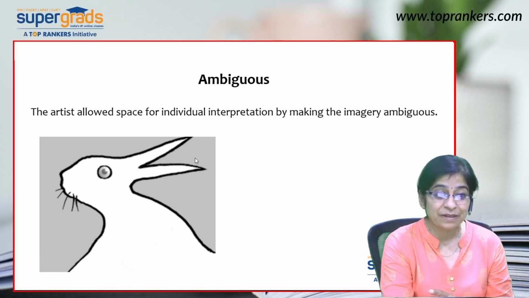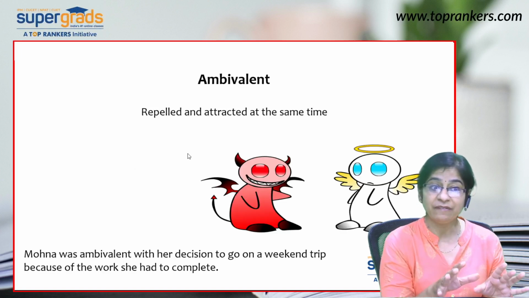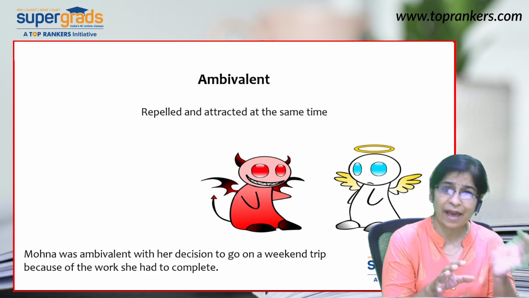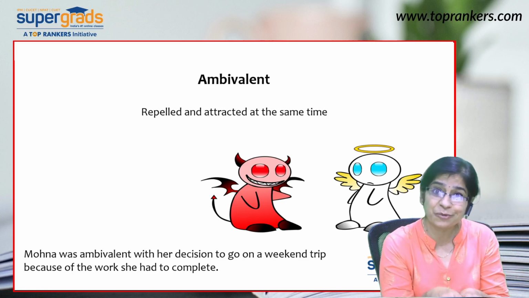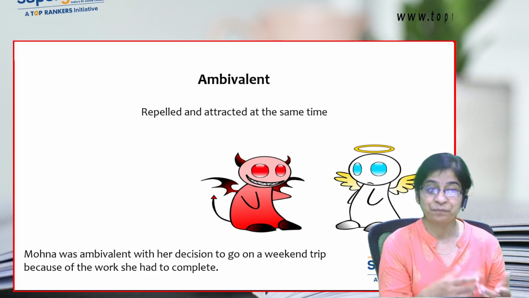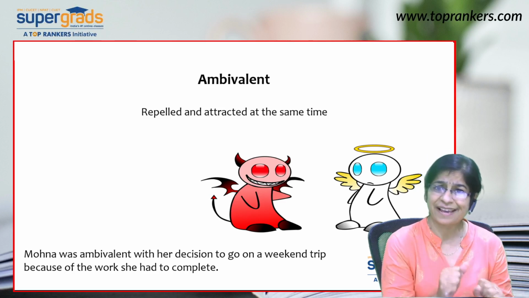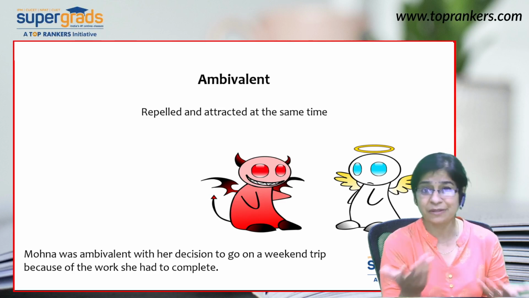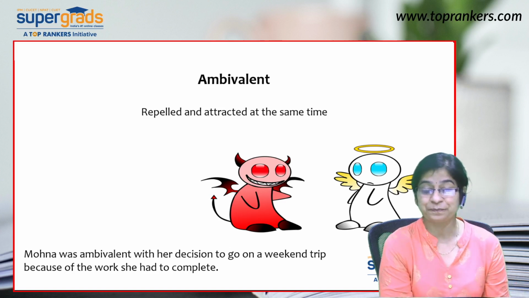Now, the next one is ambivalent. Now, ambivalent is a mixture, whether you're happy or sad, if you're repelled or attracted. So there's a mixed emotion here when you are ambivalent. Monica was ambivalent with the decision to go on a weekend trip because of the work she had to complete. Now she's excited to go and she's sad because there's a lot of work to do. So she's ambivalent right now.